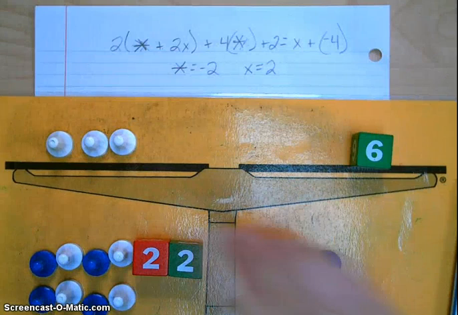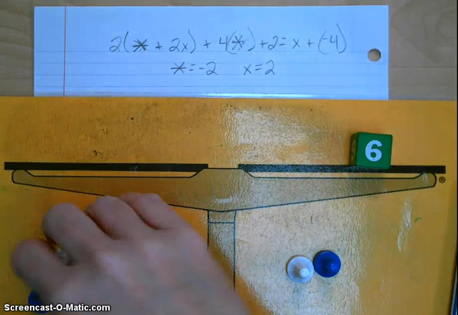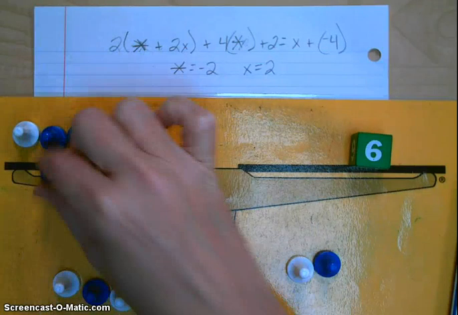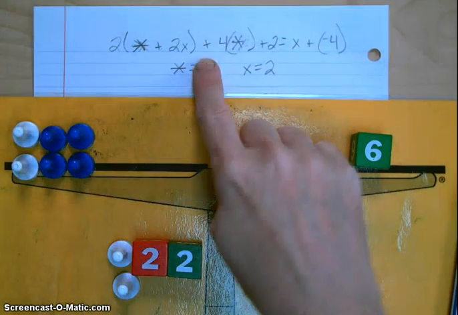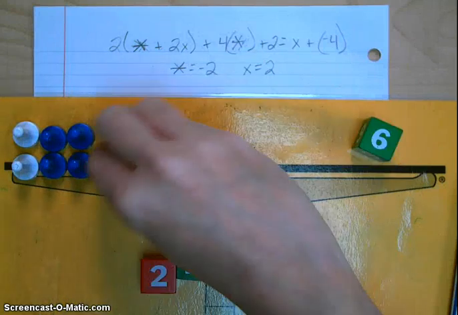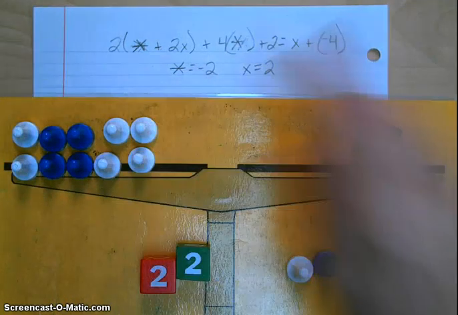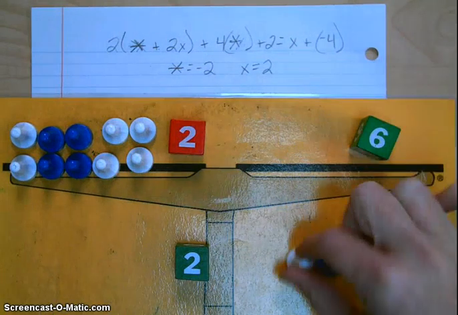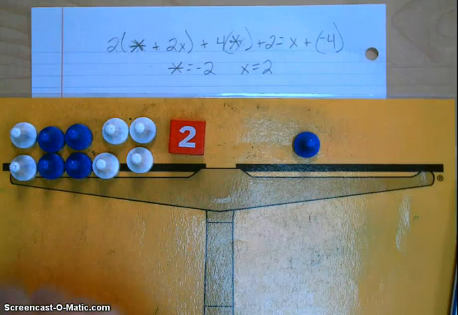Okay, now I'm going to set it back up. Let's see, we had star plus 2x, and I have 2 groups of those. So here's my second set of star plus 2x. And then I had plus 4 star. 1, 2, 3, 4. And then I had plus 2 is equal to x plus a -4.